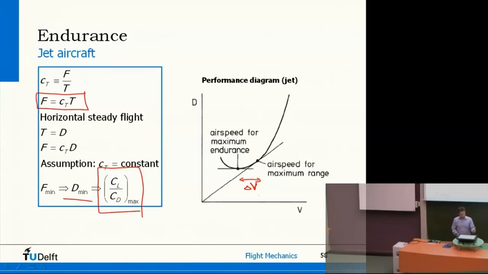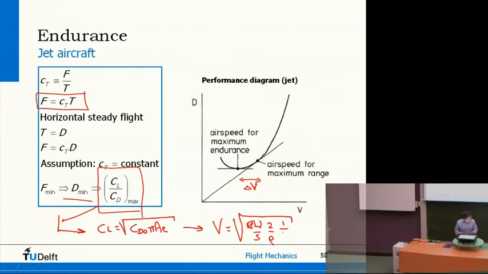Now, this is basically the solution for jet aircraft, because what we've seen is if you have CL over CD max, then basically the CL can be calculated beforehand based on the aerodynamics, and with this you can calculate the actual airspeed. So if you talk about endurance, then if you have the diagram, you can simply read off the airspeed, and otherwise you have to calculate it with these equations. Now I think I'll stop right here.